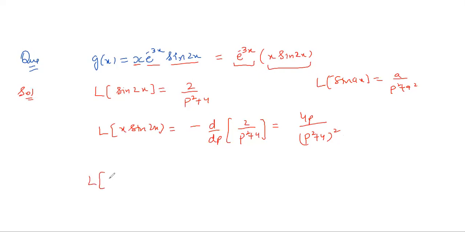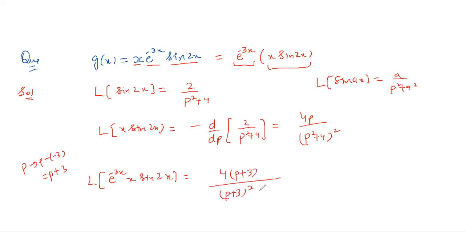And now finally, e raised to power minus 3x times x sine 2x. So we know the shifting is to be done. This is minus 3, so p will be changed to p minus minus 3, that is p plus 3. So this is 4 times (p plus 3) over ((p plus 3) whole square plus 4) whole square. That is your answer, right? This is complete as an answer.